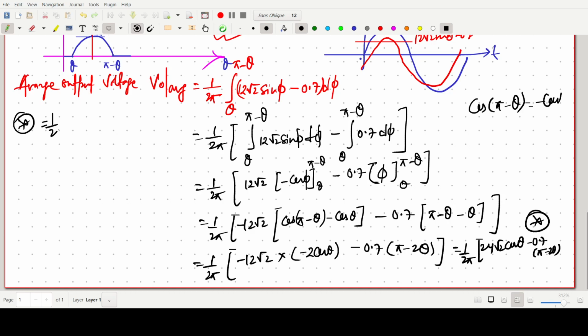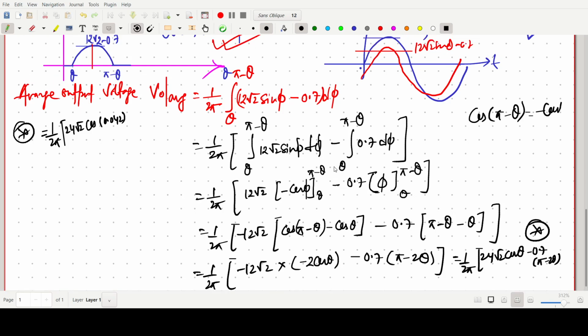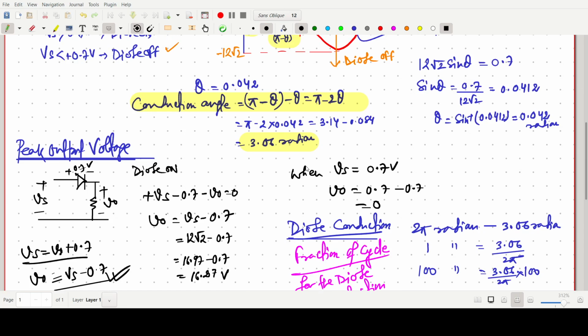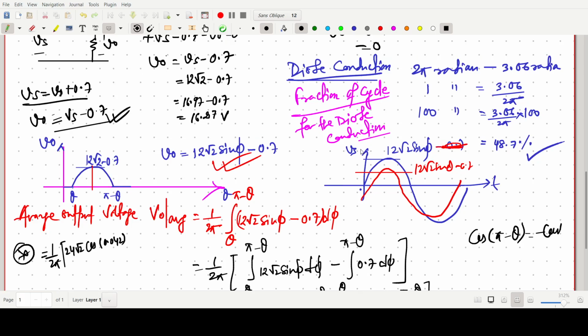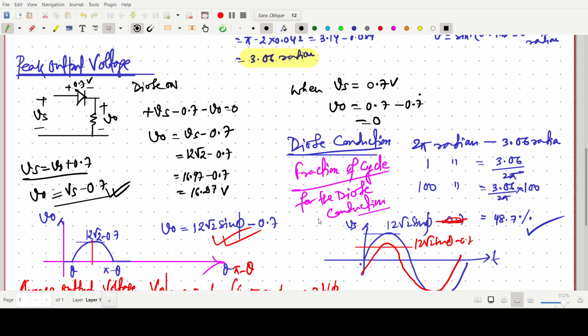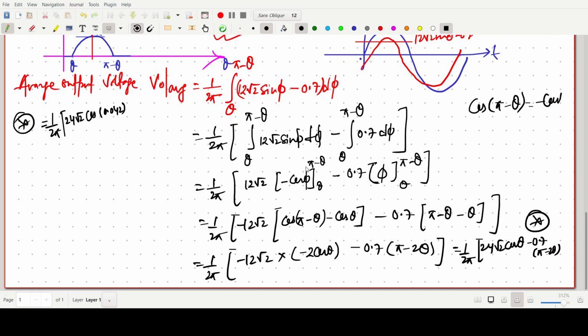So here I am doing this calculation for V naught average. We can write 1 by 2 pi and 24 root 2 cos 0.042. We have already calculated theta in radian, 0.042 radian. And pi minus 2 theta, we have also calculated the exact value, 3.06 radian. So this can be written as minus 0.7 into 3.06. So the value will be 1 by 2 pi, and 24 root 2 cos 0.042 is nearly 1, so it should be 24 root 2 minus 2.142 by 2 pi. If we solve this one, we will get 5.06 volt.